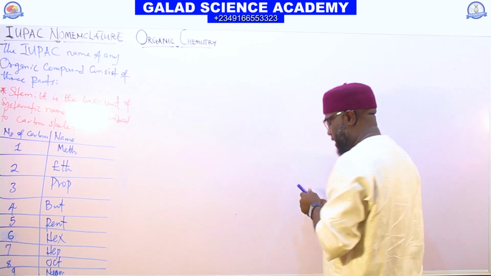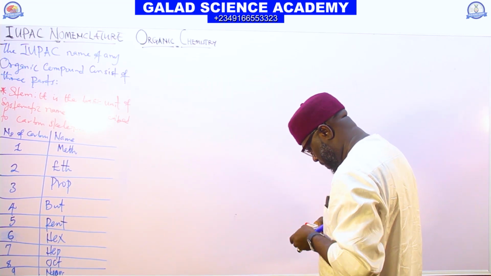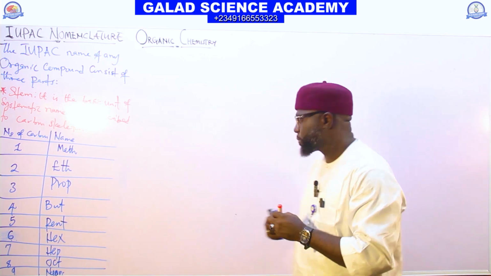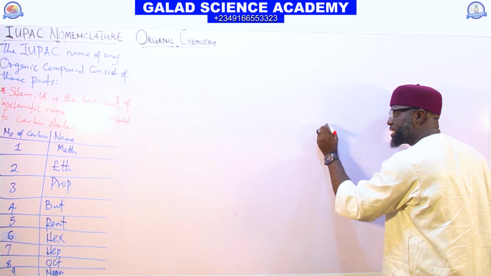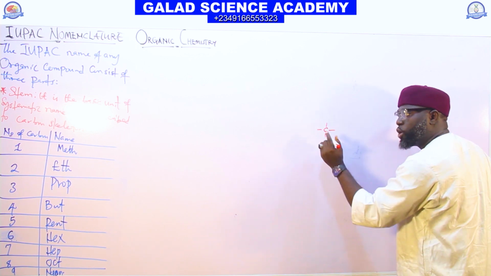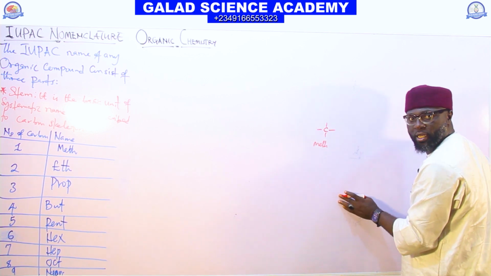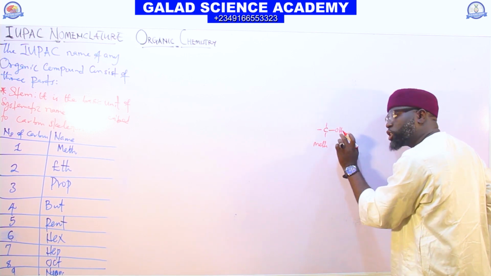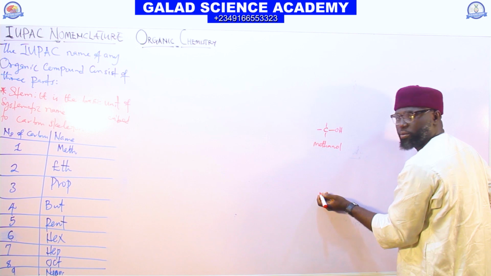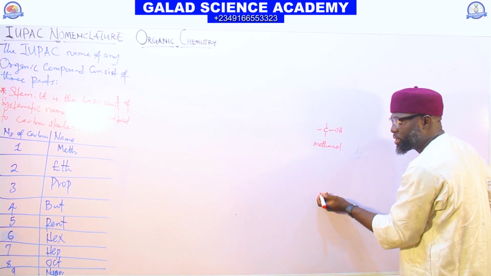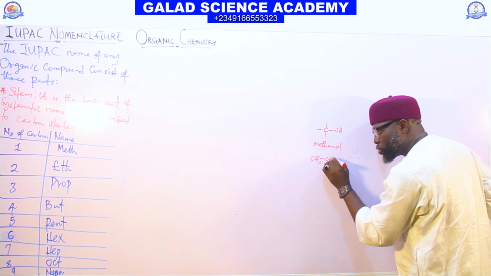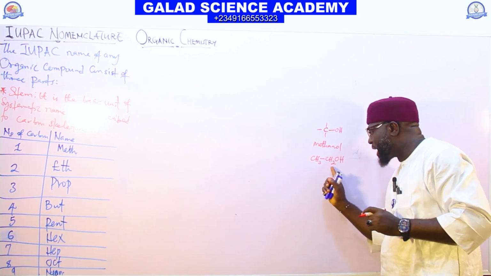Take for instance, if a compound stands like this, and you are asked what is the name? You don't know the functional group. You call it meth. But assume I put OH here. What is OH? It is alkanol. Call it methanol. But if we have CH3CH2OH, see it now. How many carbon do we have there? 1, 2.